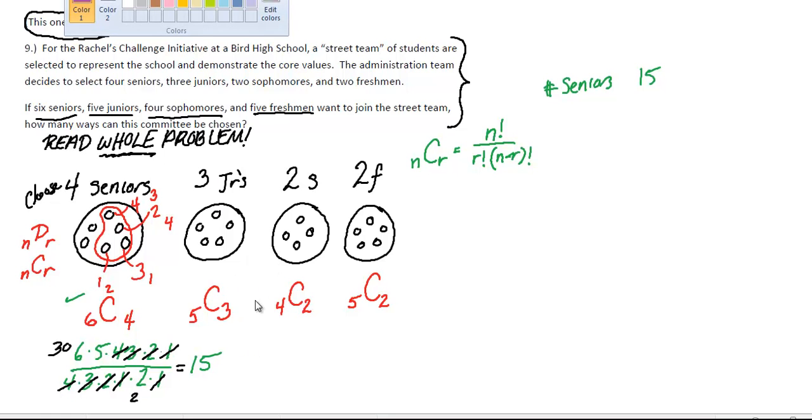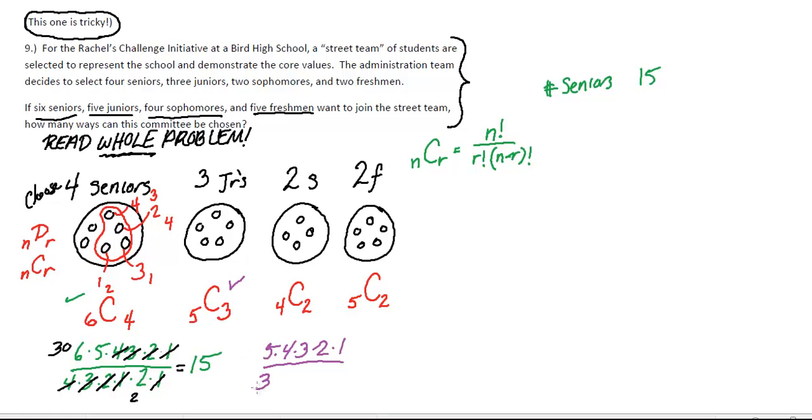juniors. Well, with juniors, we'll do this one in purple. We're going to do that same type of thing. 5, 4, 3, 2, 1. Sorry about the smudge there. Divided by, well, R factorial. R is 3. 3, 2, 1 times N minus R. 5 minus 3 is 2 times 2.